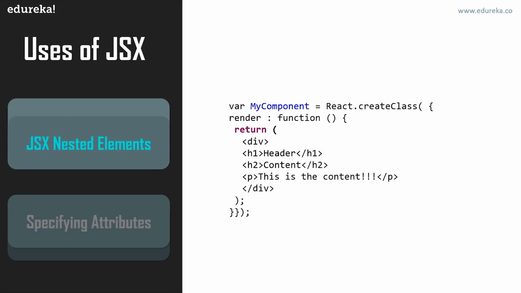Now JSX nested elements. You can have multiple HTML elements nested within each other in a JSX expression or in a React component. Just like here, there is a div, then h1, h2, p, and div close. So these are some of the elements which are nested, or you can say JSX nested elements.